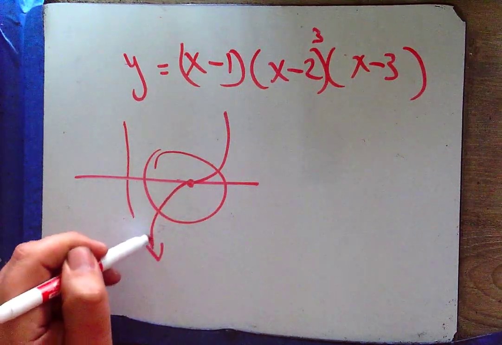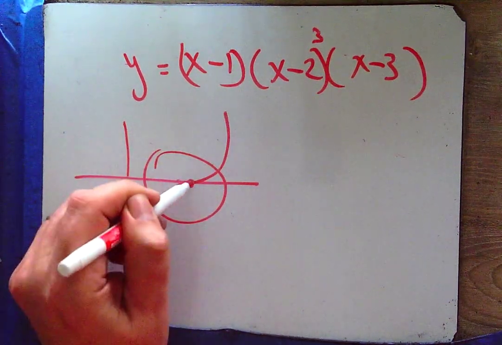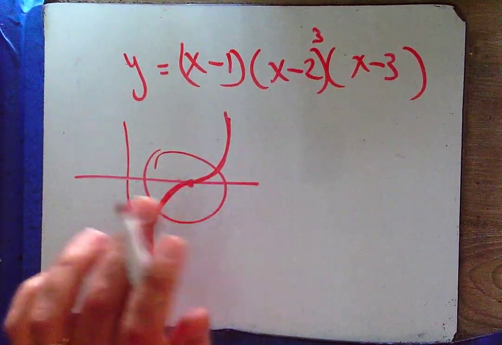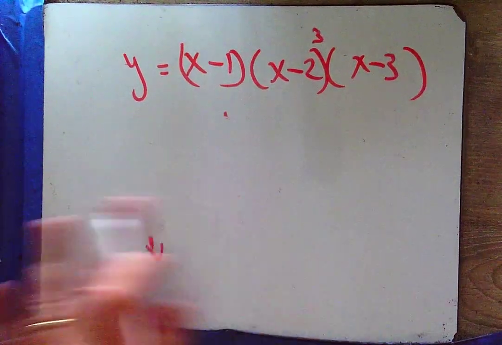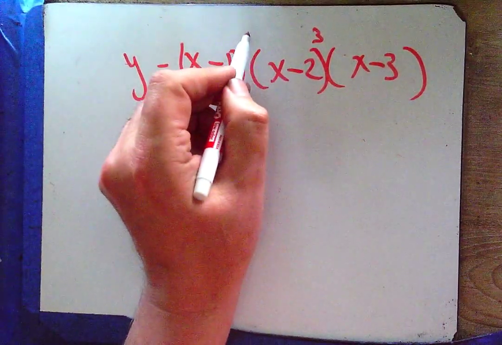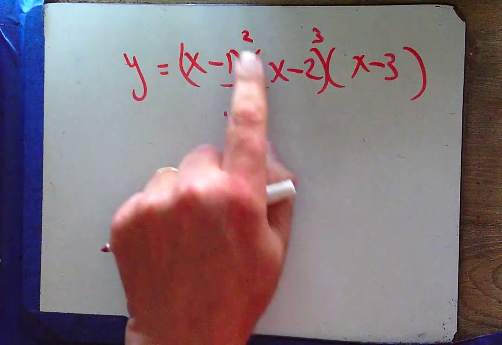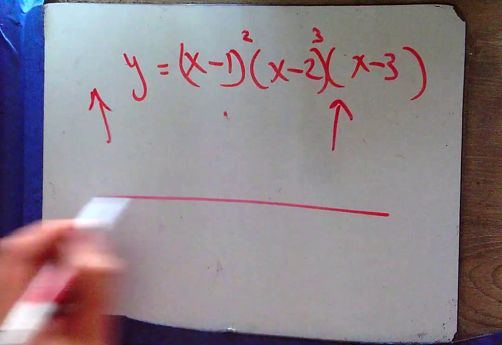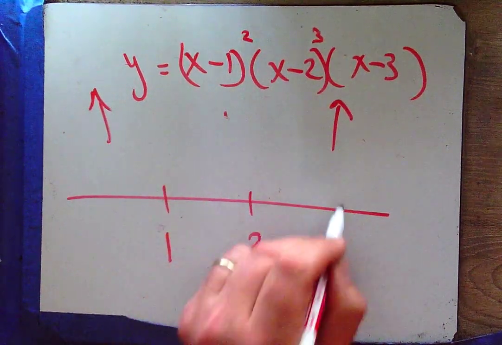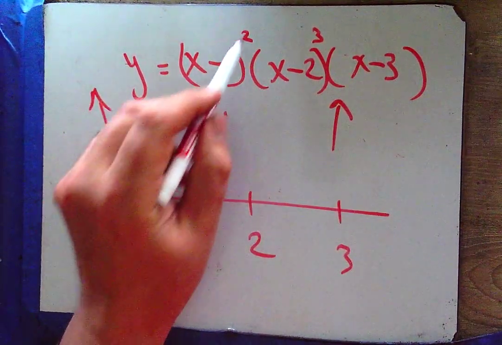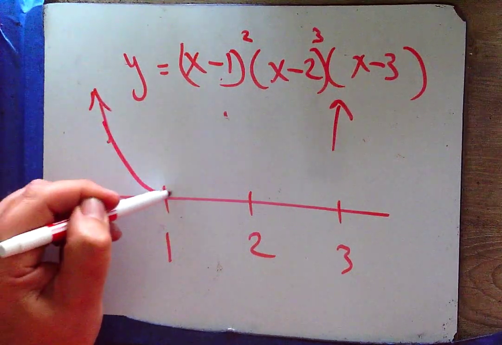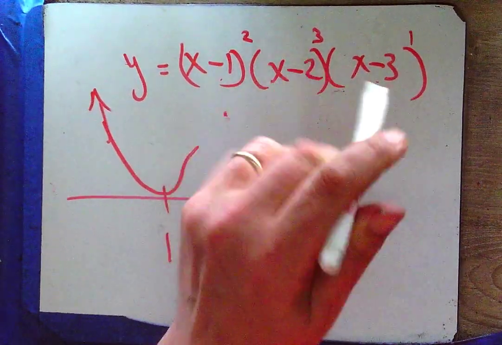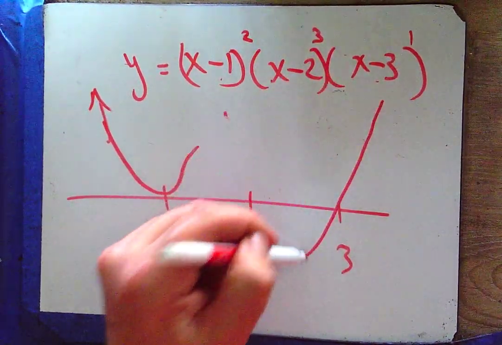A wiggle. And how do you draw that wiggle? Well, just draw a y equals x to the third at that point. So what if I change this a little? And what if I say 2 here? Okay, now I have a 6th degree polynomial. I know both ends go up. 1, 2, 3. So because of this 2, I know I'm supposed to bounce here. And because of this 1, I know I'm supposed to pass through here.